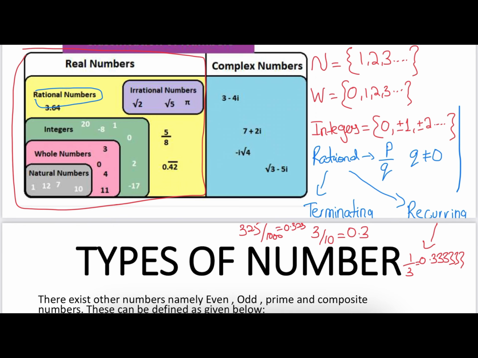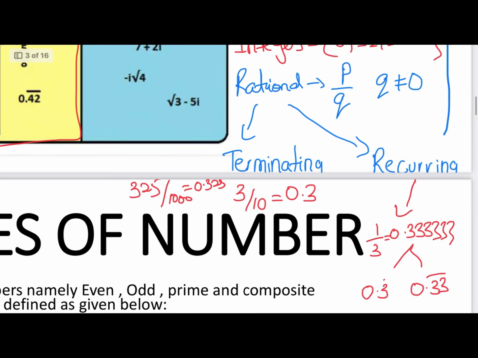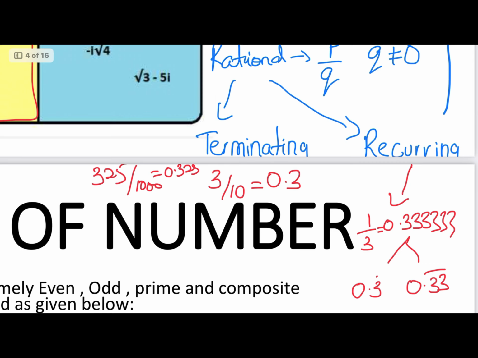So how can we write a recurring decimal? There are two ways to write this type of number. One way is you can write 0.3 and put a dot on top of the number, which means the number is repeating. Or you can write 0.3 and put a bar over it. So these are the two ways to write a recurring decimal fraction.